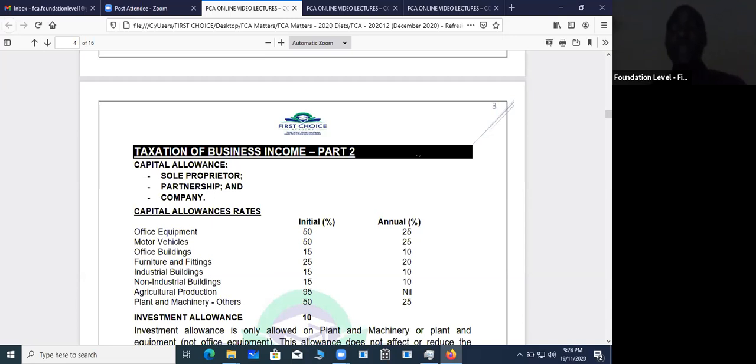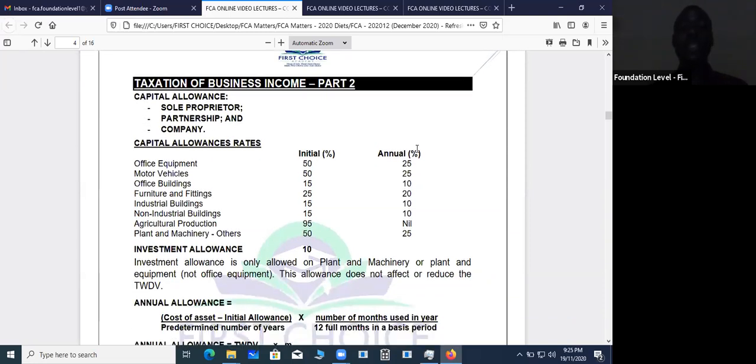So that means you have to learn to be fast. You also have to learn to be proficient in computing capital allowances. Okay, so let me walk you through what to expect in capital allowances. Now, these capital allowance rates will be given to you in the exam. So while you are waiting for it to be given to you, work with these ones and learn how to use it. Now, look at the rates.